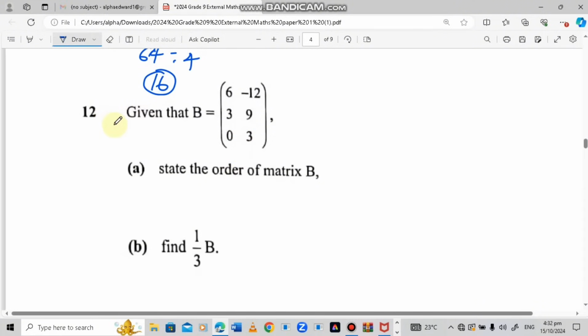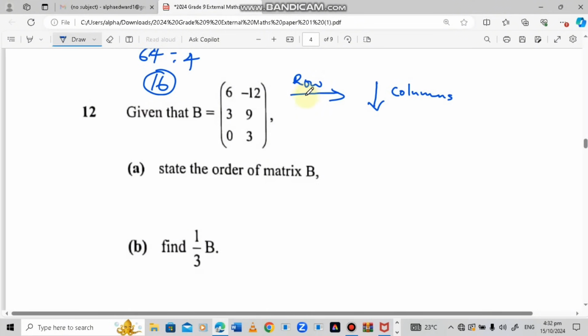Alright, question 12. Given that the matrix B is this one, state the order of matrix B. Alright, so for you to state the order of a matrix, first of all, you need to understand that numbers that are in a horizontal arrangement like this are called rows. And numbers that are in a vertical arrangement like this, they are called columns. Okay, so for you to state the order of a matrix, first of all, you state the number of rows times the number of columns.